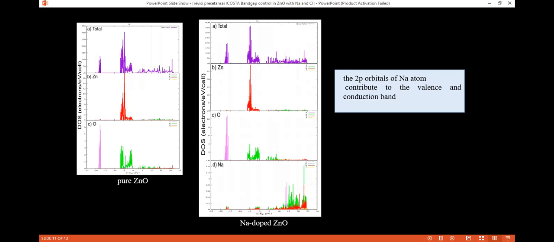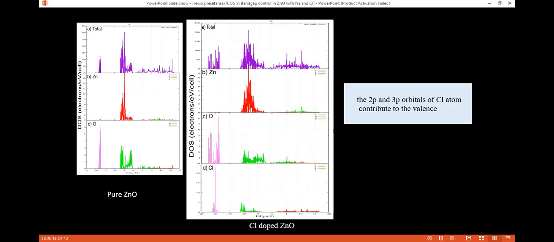Then we calculated the density of states. We can compare here pure zinc oxide and sodium doped zinc oxide. Here we can see the 2p orbitals of sodium atom contribute to the valence and conduction band. And for chlorine doped zinc oxide, 2p and 3p orbitals of chlorine atom contribute to the valence.